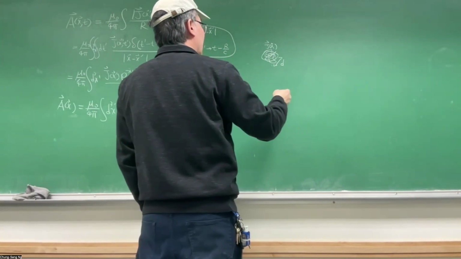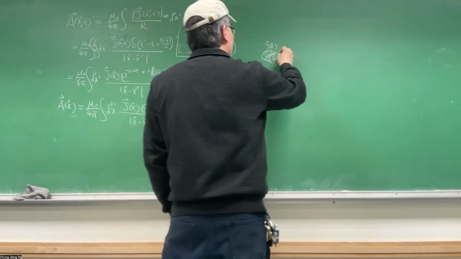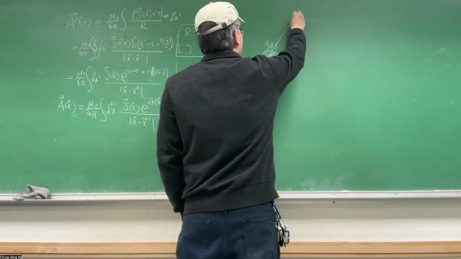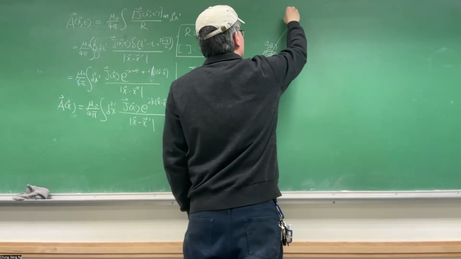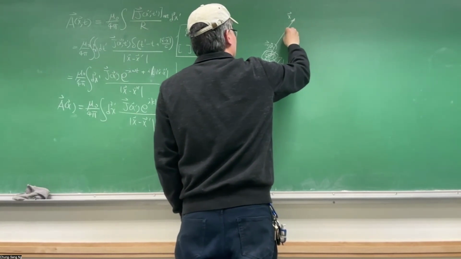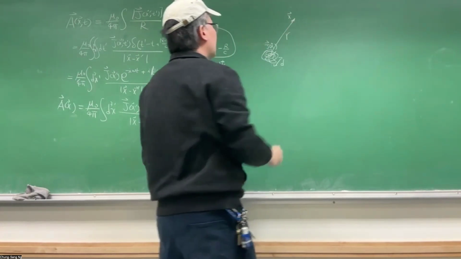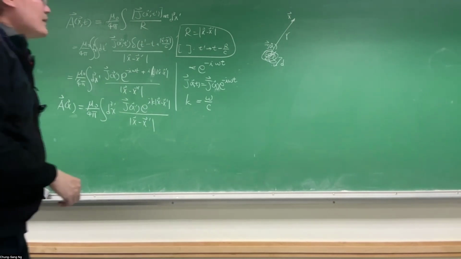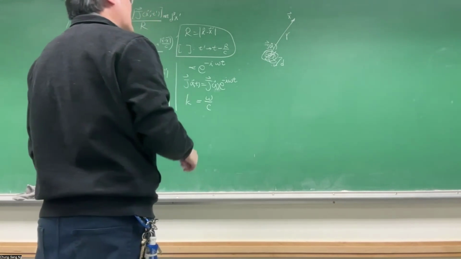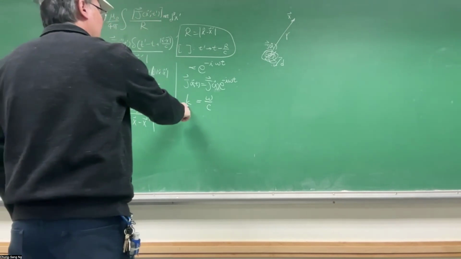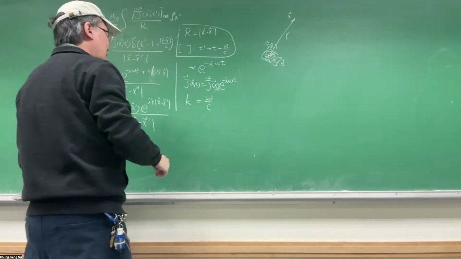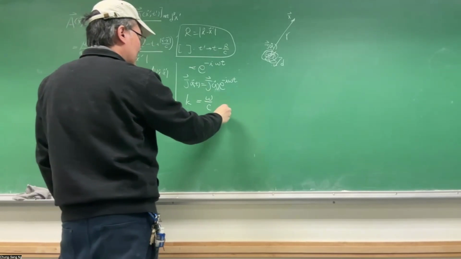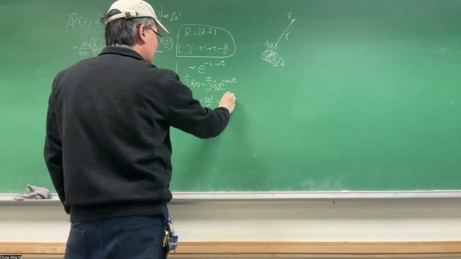And another length scale is your observing point. You observe at some distance, the vector x, whose length is r, just like the radial coordinate. So that's another length scale. And another length scale is this k, the wave number, which is related to the wavelength by 2 pi.